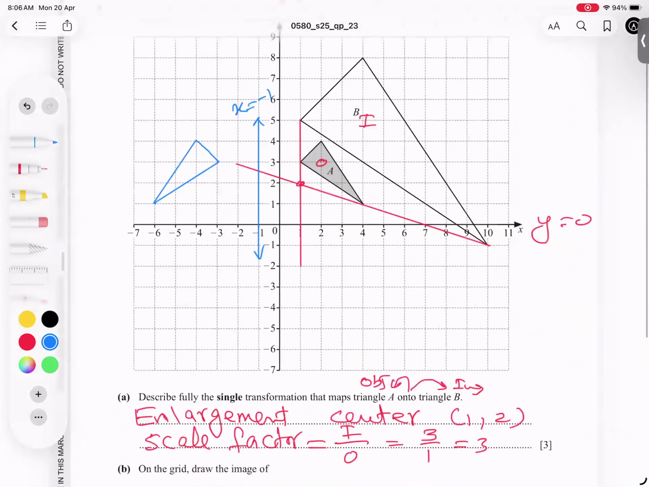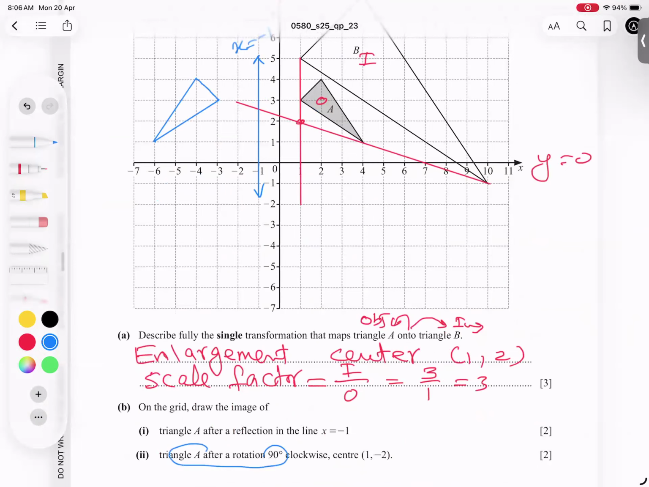Next part is a rotation of 90 degrees with center (1, -2). X is 1, Y is -2, here. This is the center, and rotate 90 degrees clockwise. Clockwise means this way. So from the center, 1, 2, 3, 4, 5. So 5, 5, 5, 5, and 5.